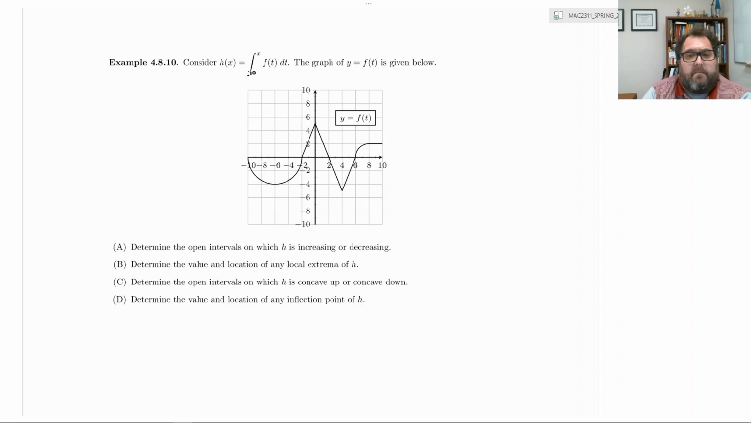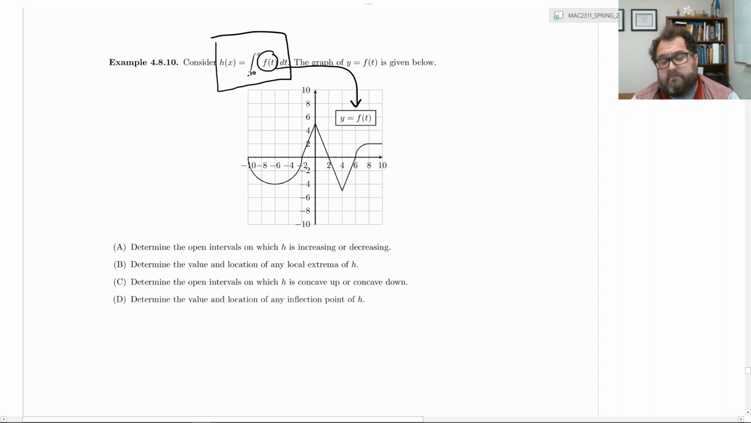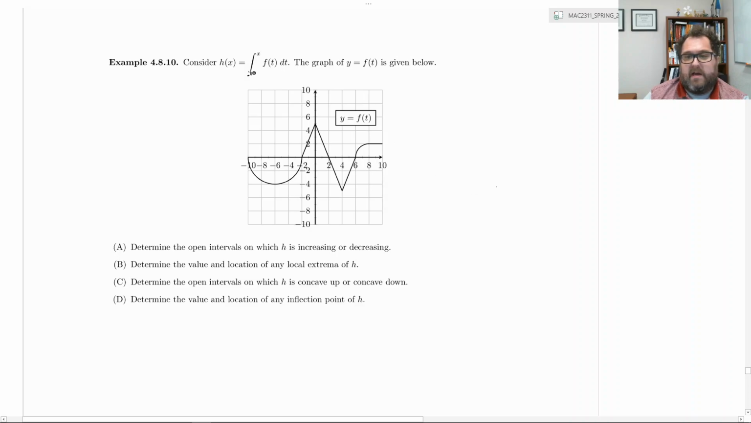So let's see. We have this function h, which is the area accumulation function of f of t dt, where f of t is given right here. So let's be clear what we're given. This is the graph of f of t. The graph of h is accumulating the area. So just to keep in mind, this is not the graph of h that we're looking at. The graph of h, I'll actually graph it here in the very end to confirm all our answers using Desmos. But think about it briefly.